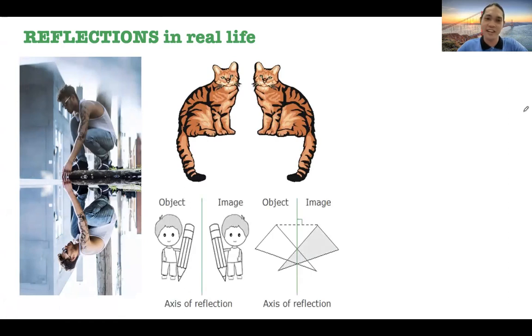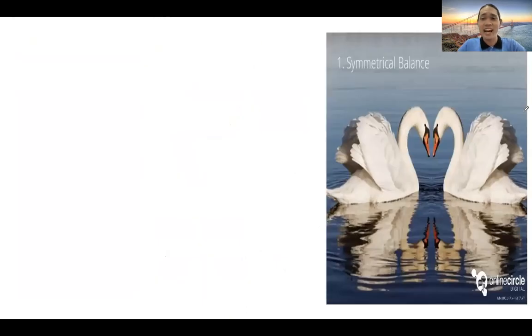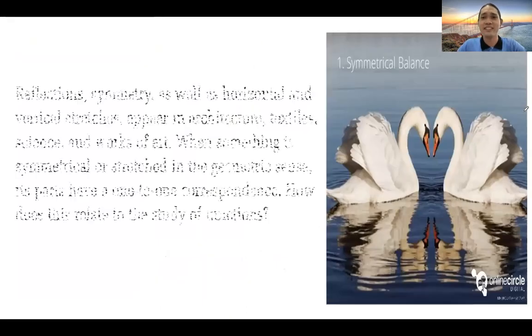So we have here the object and the image. Of course, there is an axis of reflection. From it, we can have a mirror line. We can draw a mirror line between the shape and its reflection. You can see it there on the screen. I believe you have the idea already about our main focus for today's session. There is a symmetrical balance in it.